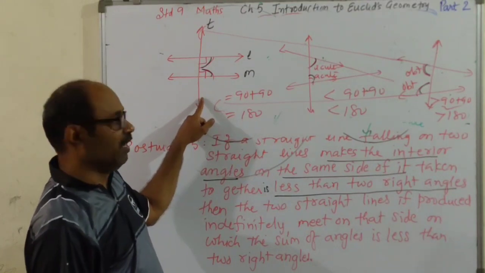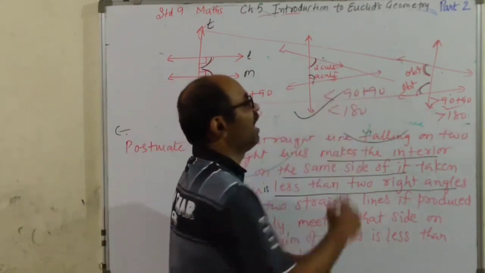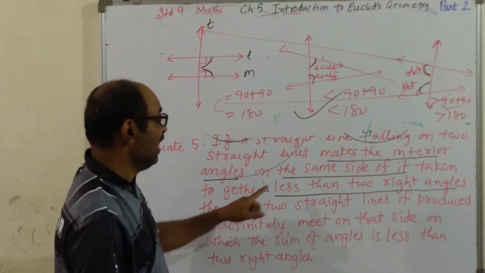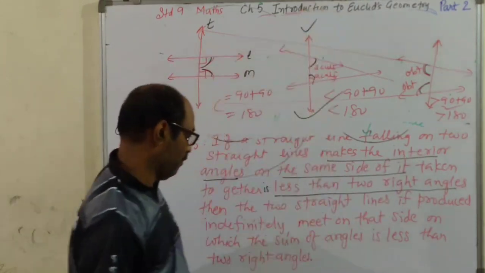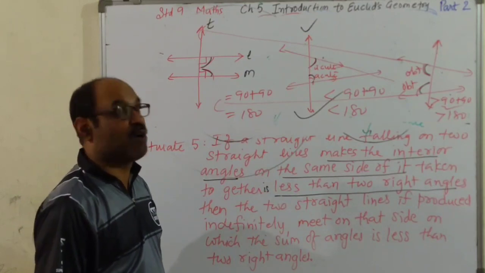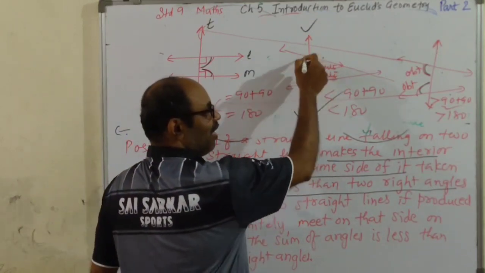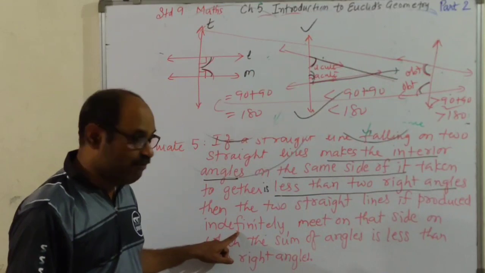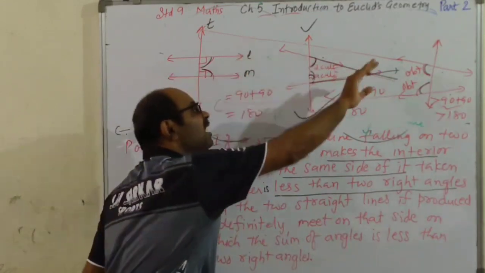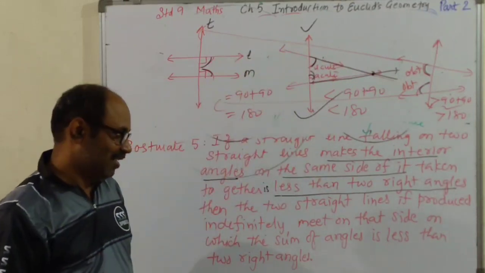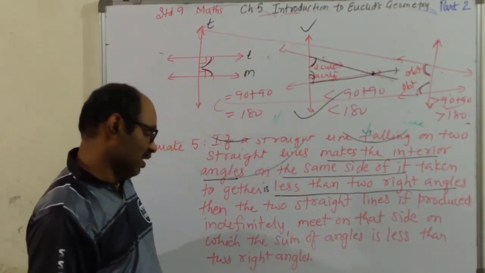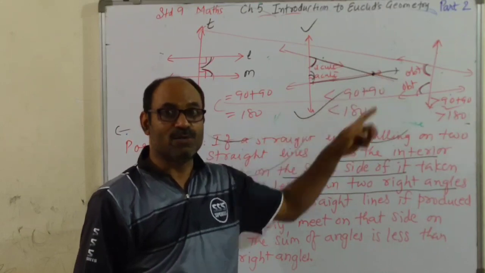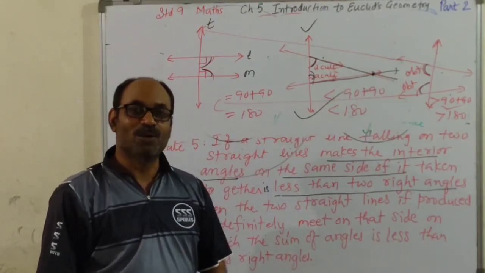In this case it is equal to two right angles. In this case it is less than two right angles. And in this case it is more than two right angles. But here, in postulate 5, they say it is less than two right angles, meaning this one. Then the two straight lines, if produced indefinitely, meet on the side of the acute angle; somewhere on that side they will meet. If the sum of the angles is less than two right angles, then the lines produced will meet each other. This is postulate number 5.